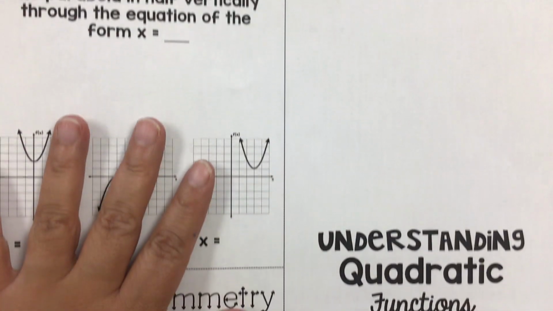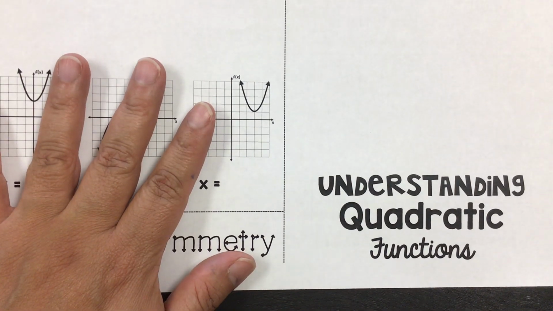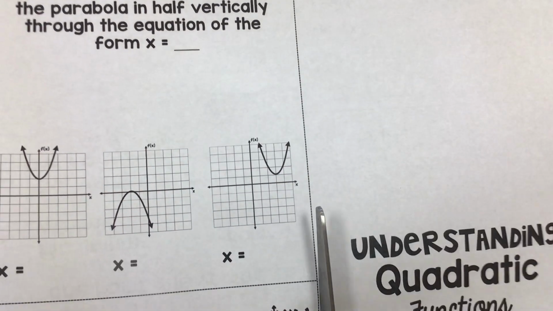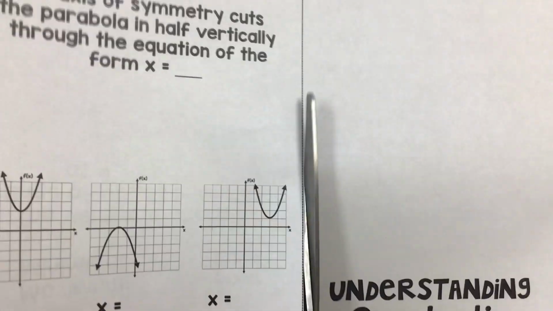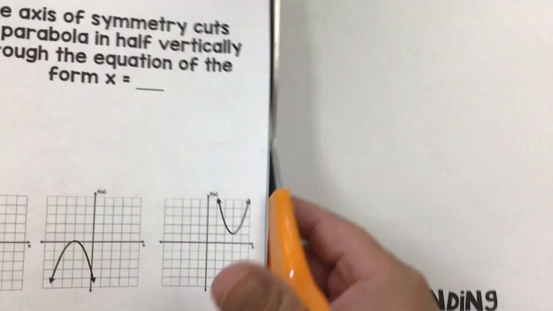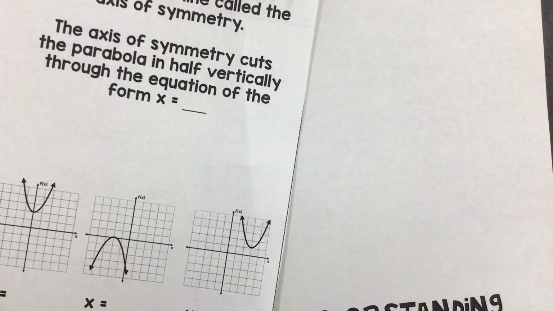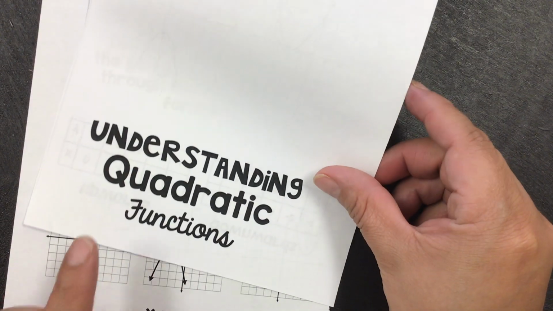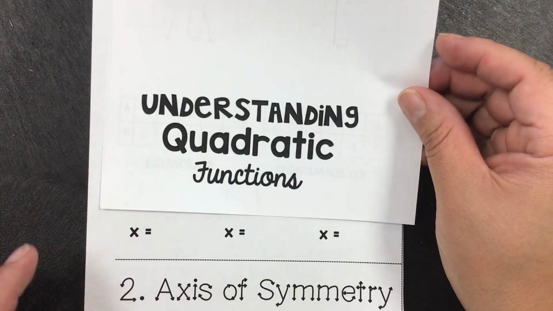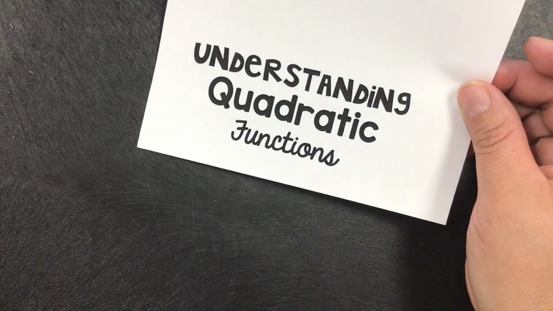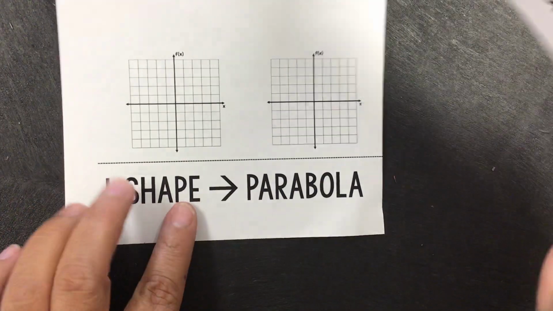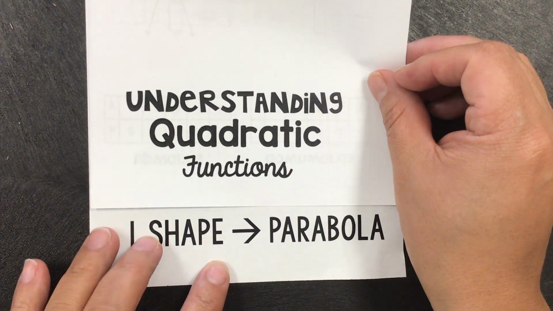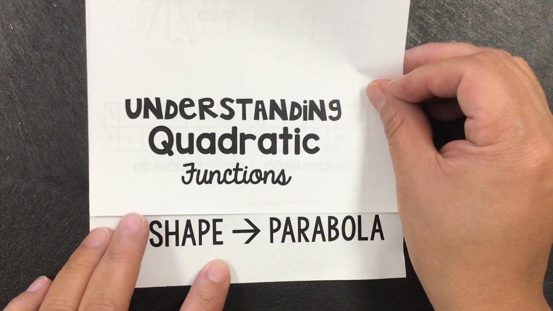Right, this is the foldable for section 9.1, and what we're gonna do is cut it in half at the dotted line. And then what you're gonna do is put this one that says Understanding Quadratics on top, and you're gonna find the number 1, and that's gonna go right underneath it. You make it line up towards the words.